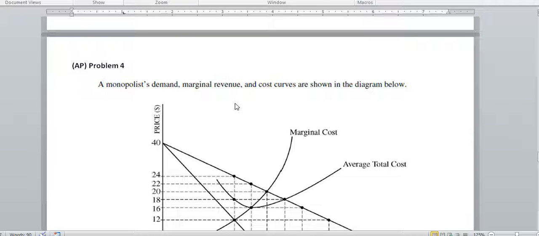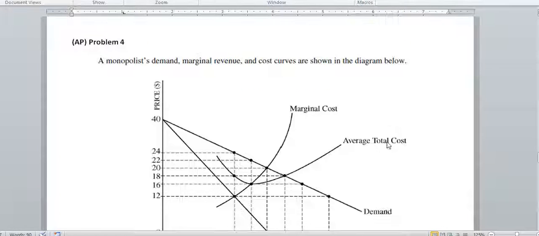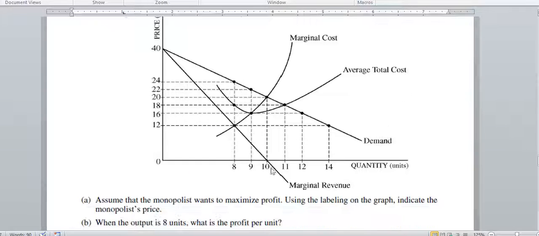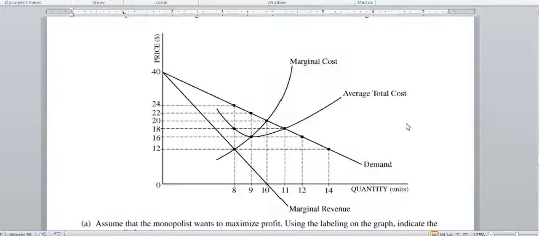Okay, guys, last one, problem 4. So we have, once again, a monopolist firm in the graph that they're showing you, where we see the marginal cost, average total cost, marginal revenue down here, and the demand curve right here. And we need to answer a series of questions using the information on this graph.